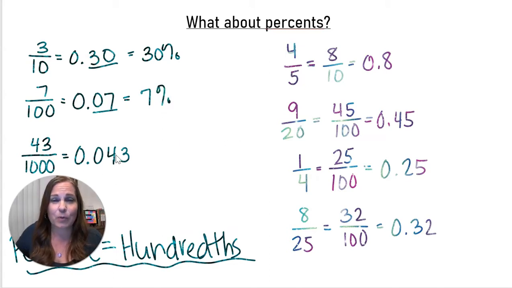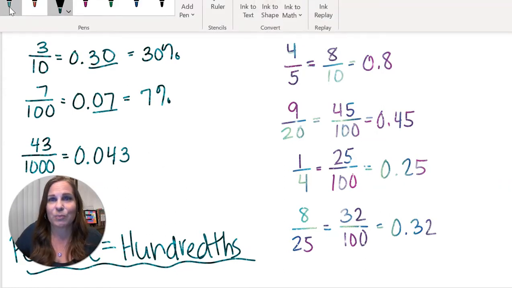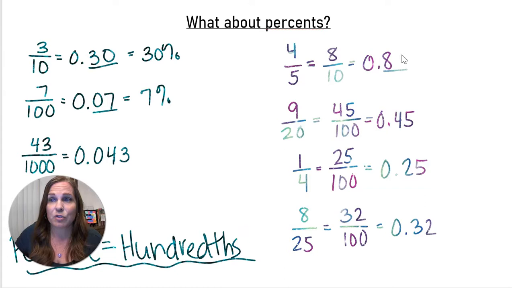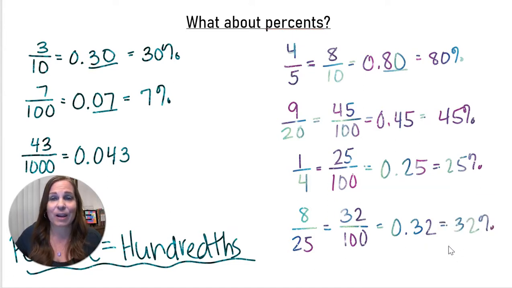I'm going to skip over this third one for now, and I'm going to go over to the right side of the page. We'll come back to that one, I promise. But over here on the right side, I can keep doing the same thing, right? I can make this have two place values, 0.80, right? 80 hundredths, which is 80%. 45 hundredths, 45%. 25 hundredths, 25%. 32 hundredths, 32%. Easy, right?